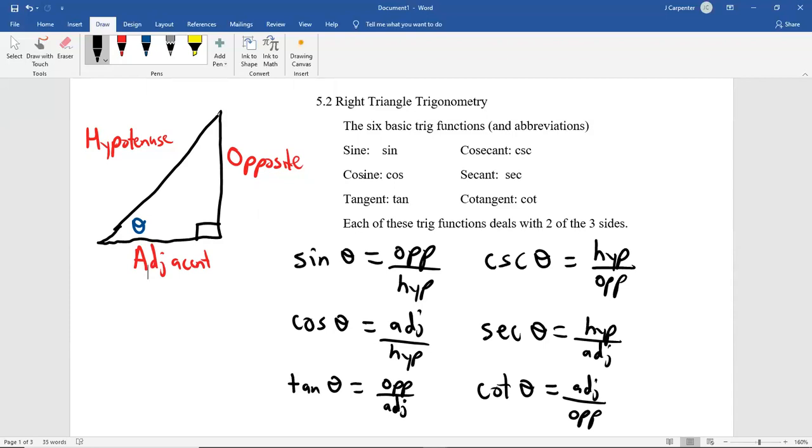Now you'll need to know how they relate. You can't just write sine next to tangent and say tangent's flipping sine. No, that's not the case. It's cosecant that is flipping sine. Secant is flipping cosine. Cotangent is flipping tangent.